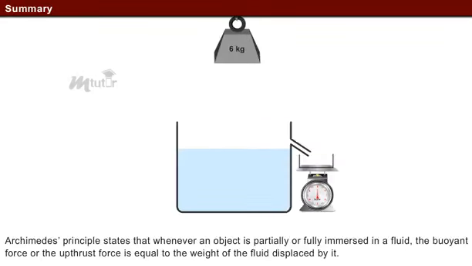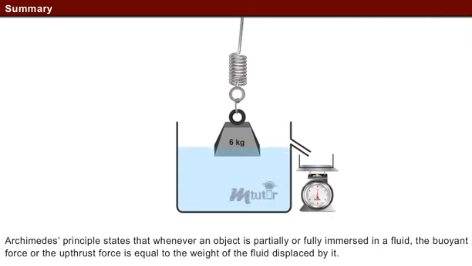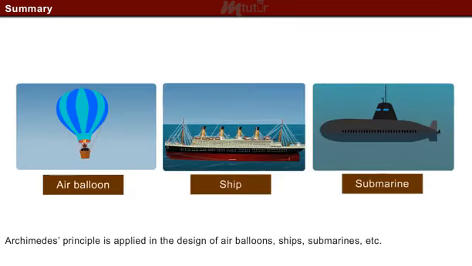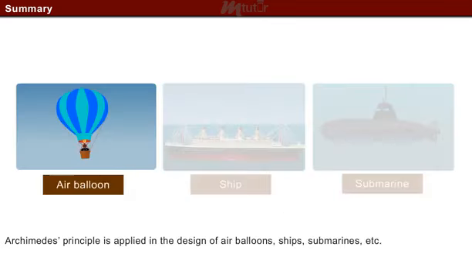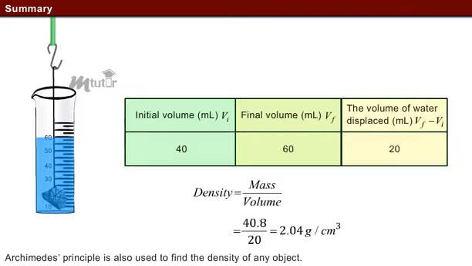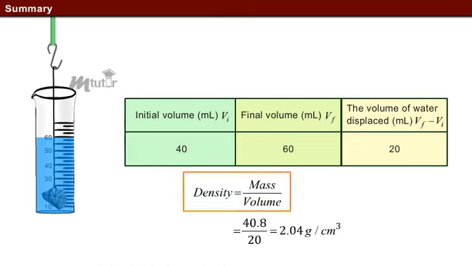Summary. From this lesson, you have learned Archimedes' principle, which states that, whenever an object is partially or fully immersed in a fluid, the buoyant force or the upthrust force is equal to the weight of the fluid displaced by it. Archimedes' principle is applied in the design of air balloons, ships, submarines, etc. Archimedes' principle is also used to find the density of any object. And the density of an object equals its total mass divided by its total volume.